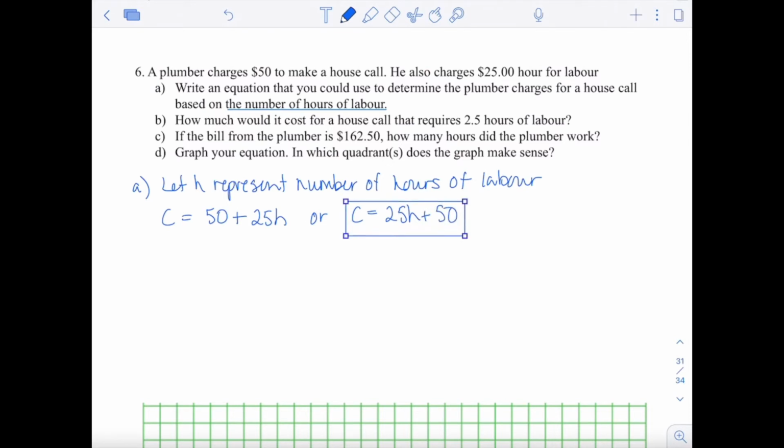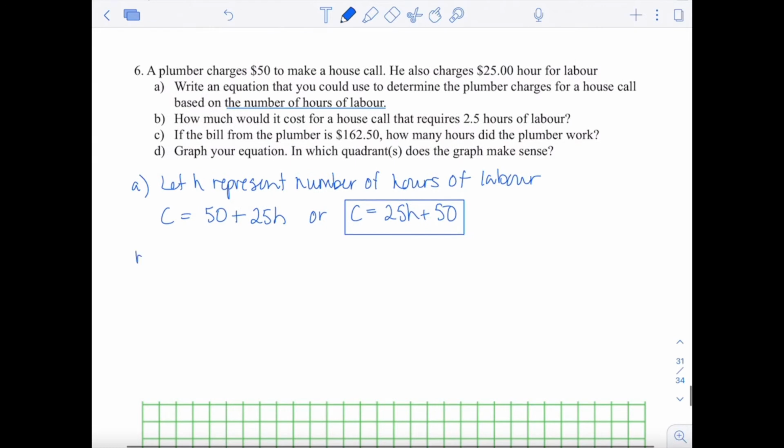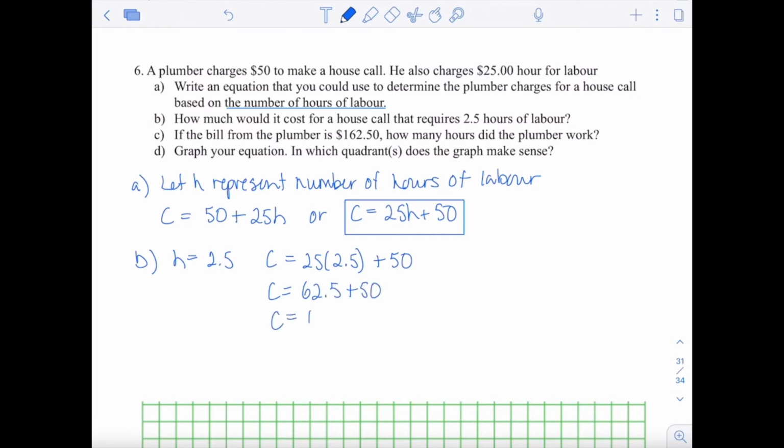How much would it cost for a house call that requires 2.5 hours of labor? So I know H is 2.5. I can just substitute that in for H. My labor itself is going to cost $62.50, and then the flat rate fee for showing up is $50, so this is $112.50. It costs $112.50 for 2.5 hours.